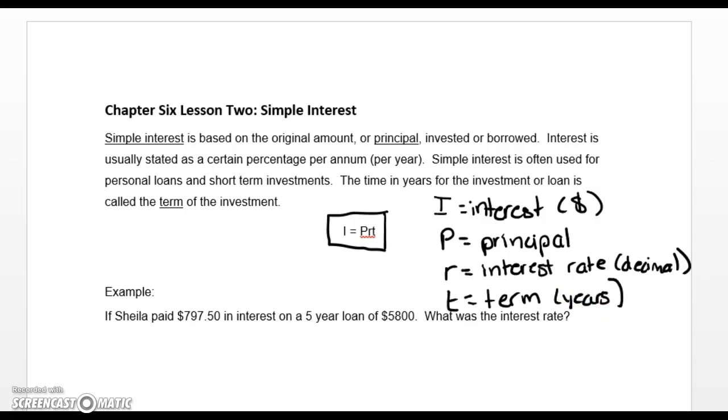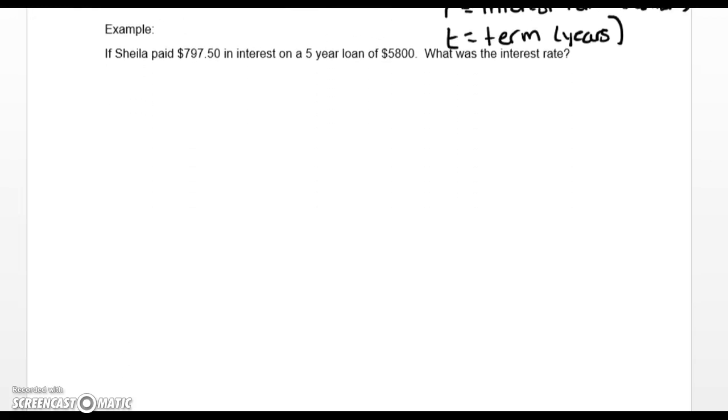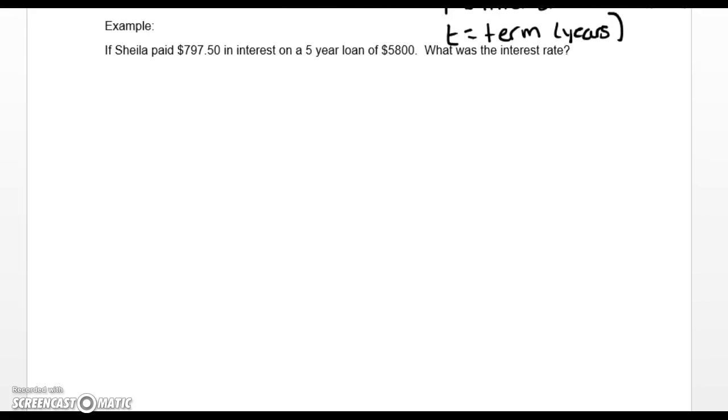So we're going to look at an example from your notes where we apply the simple interest formula to find something other than just your interest. Here we're going to look at example number 3 from your notes. If Sheila paid $797.50 in interest on a 5-year loan of $5,800, what was the interest rate?